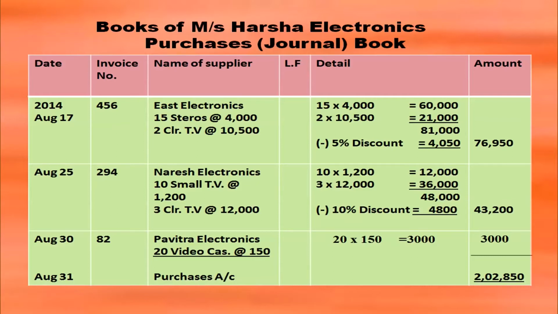So, that amount will be written in the amount column after totaling. In the same line, in the name of the supplier column, you will write purchases account. And date, you will put the last date of that particular month. That is August 31, purchases account 2,02,850. So, you have prepared the purchases book of Harsha Electronics.